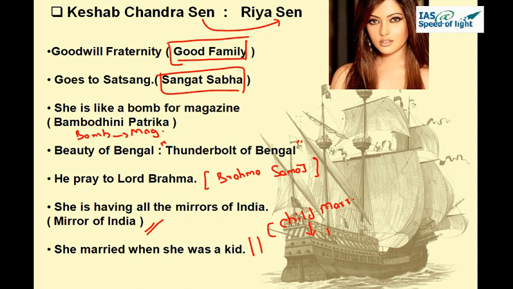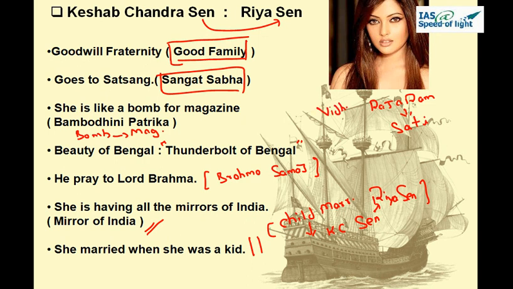We are relating it with K.C. Sen, or K.C. Sen is Riya Sen for us. You can now imagine Riya Sen got married when she was a kid. So now three people. First is Raja Ram. Raja Ram, we relate it with Sati. She saved Mata Sita to be a Sati.